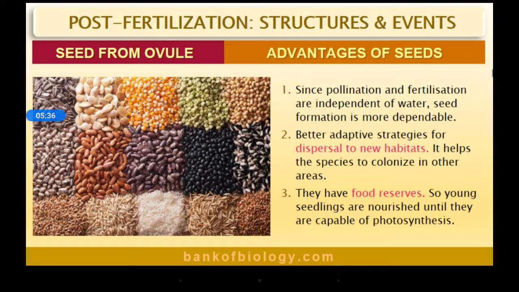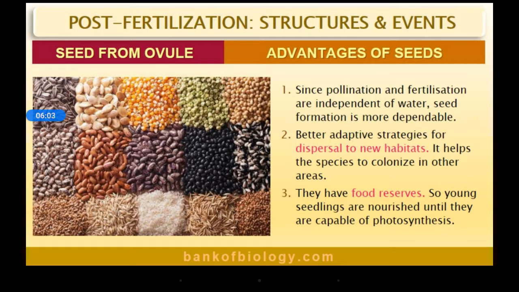Since pollination and fertilization are independent of water, seed formation is more dependable, and seeds have better adaptive strategies for dispersal to new habitats, which helps the species colonize other areas. We can grow them in other areas also. And they have food reserves, so young seedlings are nourished until they are capable of photosynthesis.